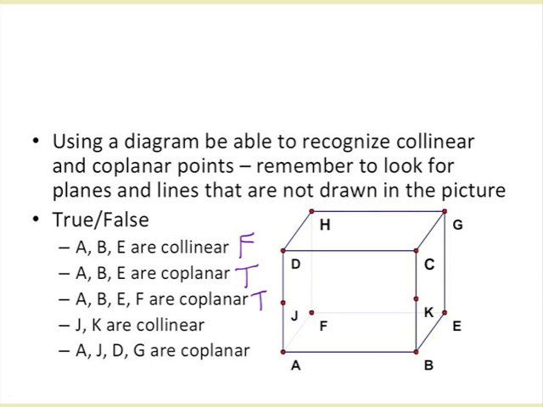J and K are collinear. True. J and K are collinear because I could draw it in even though it's not drawn in. In fact, any 2 points are collinear because I can always connect 2 dots. That was one of our postulates from yesterday. Okay? So 3 points have to be coplanar, 2 points have to be collinear. I can always connect 2 dots.